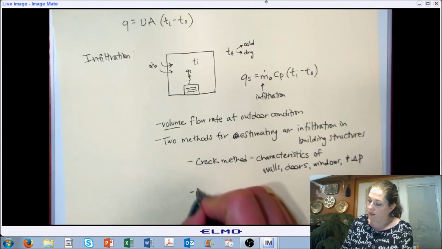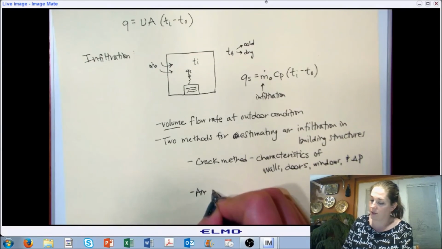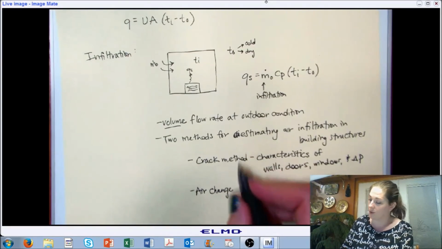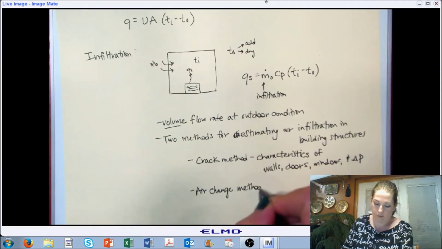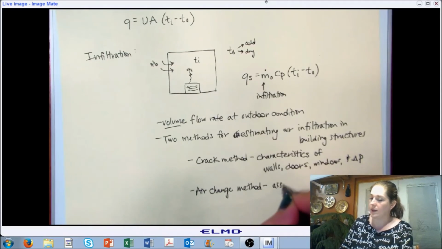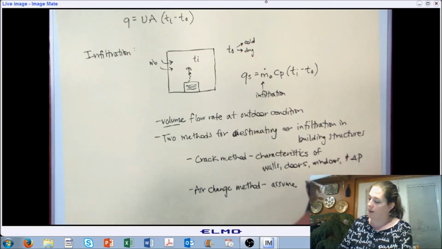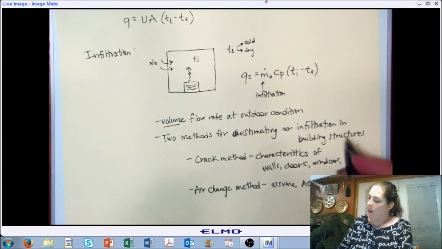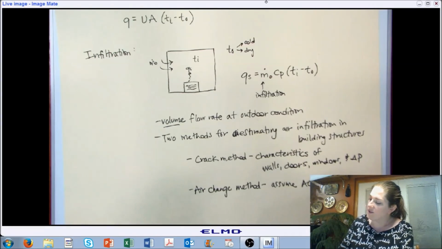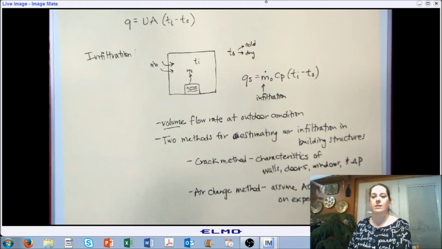The other method is called the air change method. I just want to call it the air exchange method. It's the air change method. And in this case, you assume some value for the air changes per hour. That's more based on experience and less based on physics and physical properties.